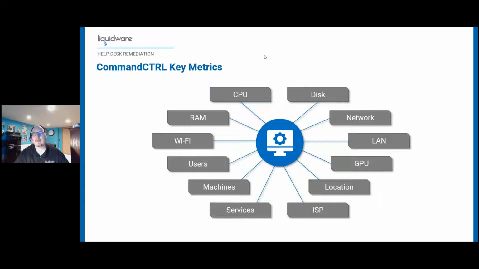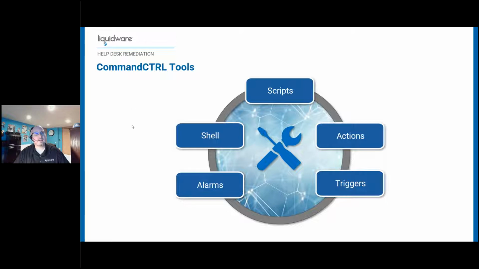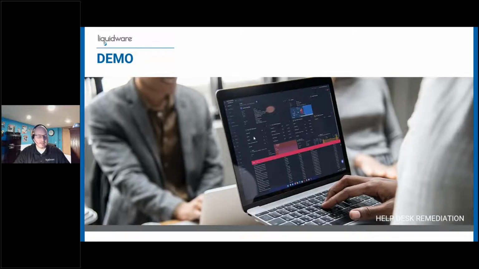We have GPU, and all network connections are shown as well. In some of the tools, we've got scripts, shells, alarms, triggers, and actions in the product. So let's go ahead and jump into the product.